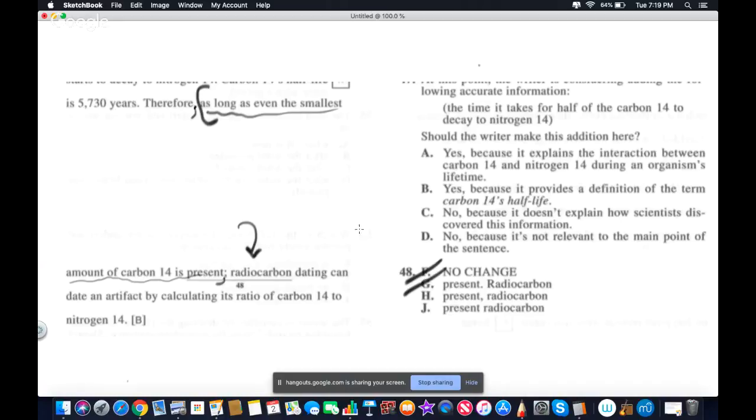So when in doubt, think about how commas are working together. That's the difference between H and J: these commas work together to essentially create a parenthetical phrase, something that could be set off with parentheses from here to here. Okay, so that's a good one.